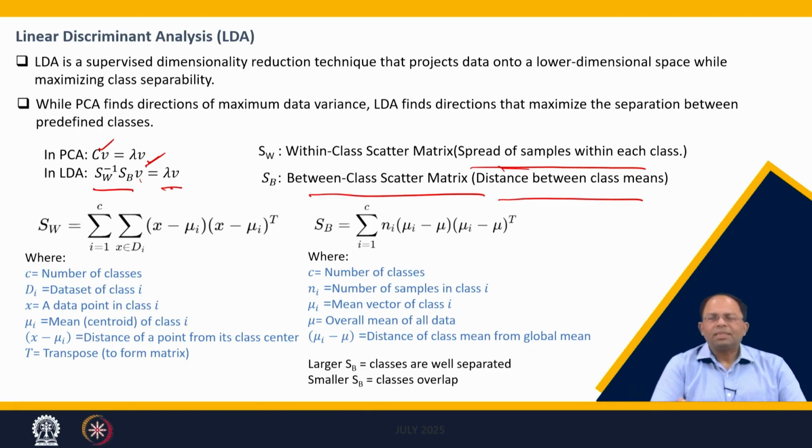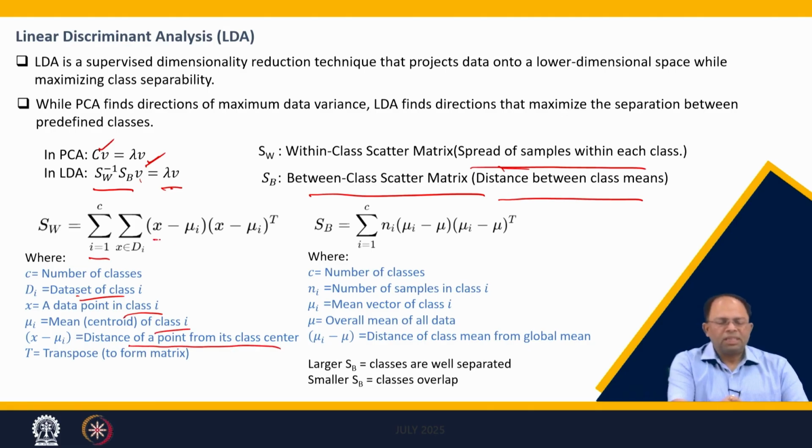So what are these SW and SB? We have already discussed that one is the spread of samples within class and the other is the distance between class means. But because it's high dimensional data, we have to look at it in a way so that we can measure the different values properly. SW is measured as follows: suppose there are C classes, for i equal to 1 to C, and D_i is the data set, X is a data point in class i, and mu_i is the mean centroid of that class i. Then X minus mu_i is the distance of a point from its class center.